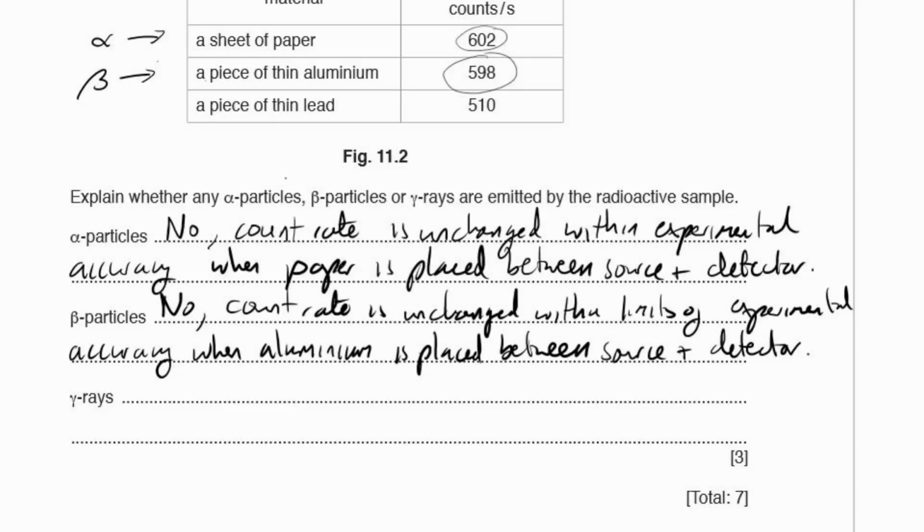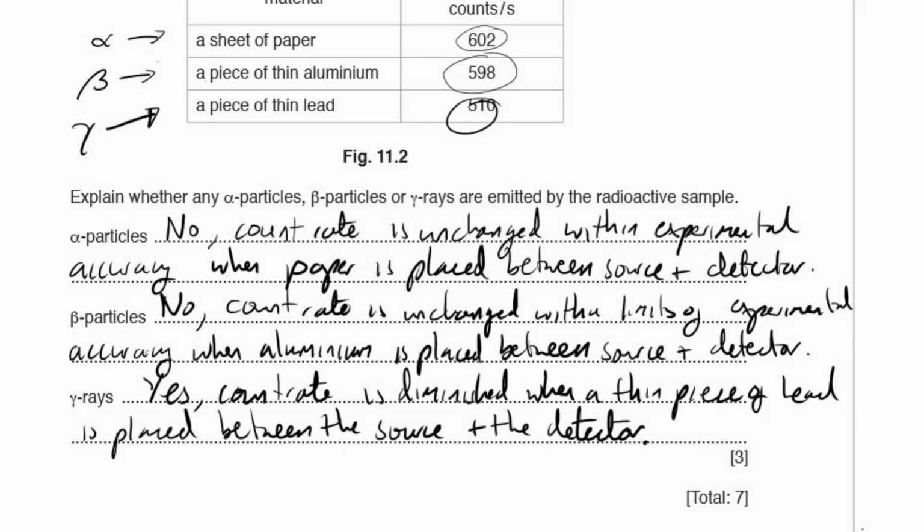And gamma rays. Well, if we get gamma rays, they will be reduced by a thin piece of lead, and we can see here that the number's clearly reduced. 510, it was 600 or so, 597. So that's a big reduction. So gamma rays, yes, gamma rays are being produced. There we go. So yes, the count rate is diminished when a thin piece of lead is placed between the source and the detector.